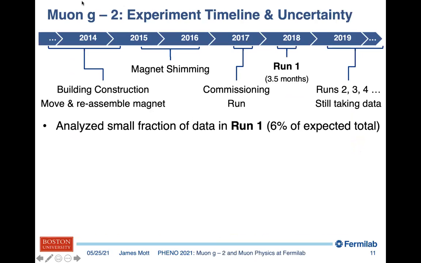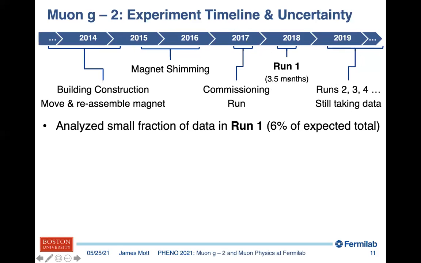To orient you time-wise, this is kind of the experimental timeline. So it really got underway in earnest in 2013, where things started happening. So the magnet was moved over from Brookhaven. I'm sure you've seen pictures of the big move. The building was constructed in 2014. We had a period where we shimmed our magnet and made it uniform. A short commissioning run in 2017. And then the data I'm telling you about today is from a 3.5-month run in 2018, which we call run 1. It's a small fraction of the total data, only 6%. And the runs have continued since then, 1 per year. So we're in run 2, 3, and we're now in run 4 and still taking data.